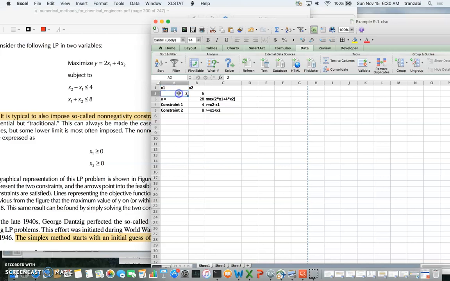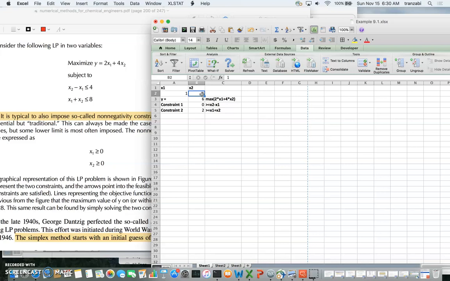Okay, so let's say I'm going to start with a guess value. I'm going to guess that x1 and x2 would be 1 and 1. So this is x1 and this is x2, and I'm guessing them to be 1 and 1. I don't even know if x1 and x2 satisfy my constraints. I just throw in a guess value, and the spreadsheet is going to take care of all of it.